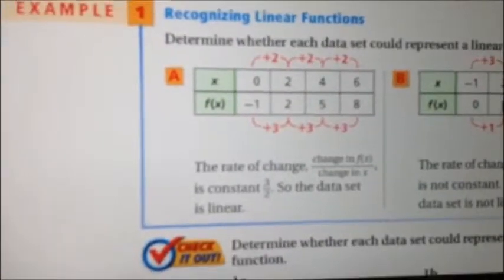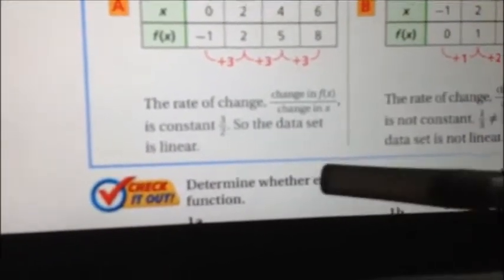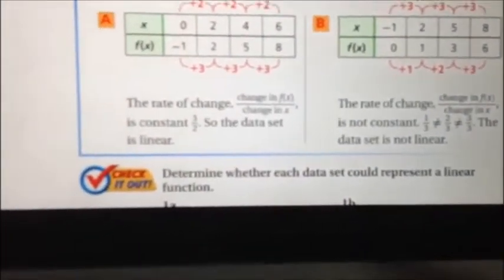Example 1 is to find the rate of change. Is it constant or not? In example 1, you have to find the change in f(x) and the change in x. In other words, you're finding a pattern. On the top, you're adding 2 each time, and on f(x), you're adding 3 each time. So the rate of change is constant, and it is 3/2. And constant means that it is the same. Then on example A, linear. So the data is linear.